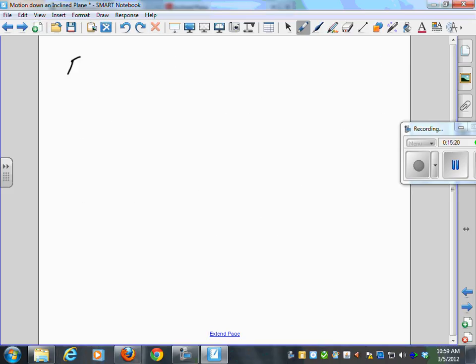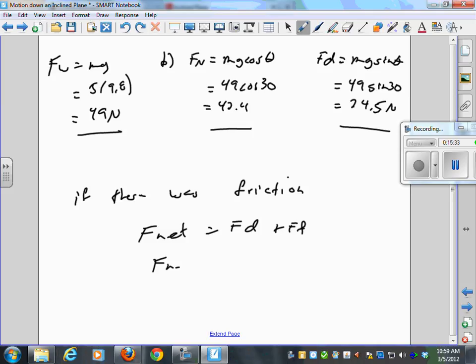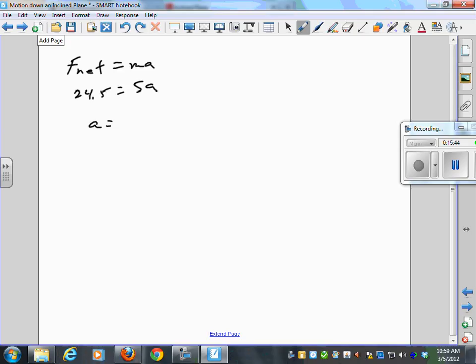So now to find the acceleration, F net is equal to MA. So I get 24.5 is equal to 5A. I guess technically over here I should have said F net is simply equal to FD, right? In this case, because there's no friction, 24.5. So I get an acceleration of 4.9 meters per second squared. I could have just used a, like, g sine theta? You could have, yeah. But that only works when it's frictionless.